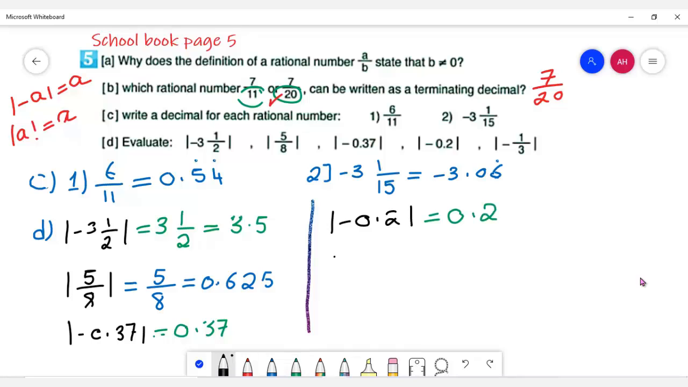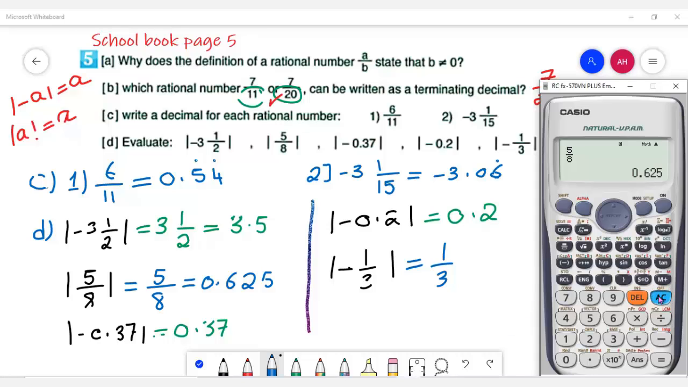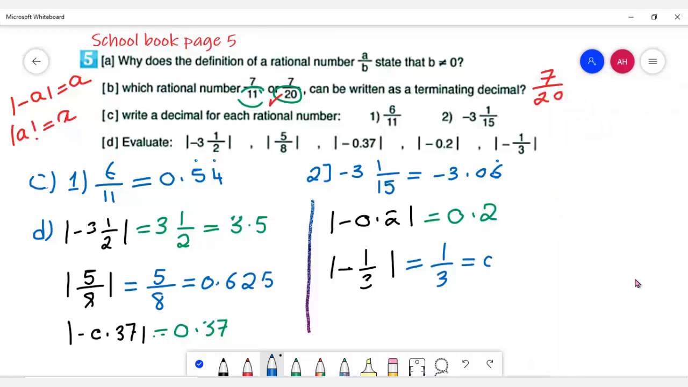The last one is the absolute value of -1/3, and we said that an absolute value of a negative number is the same number but positive, so I will have here the rational number 1/3. Here is a fraction, so I will go to my calculator and find the value of 1/3. Change it to decimal. It's 0.3 and the 3 is repeated. So simply it's equal to 0.3 and I will put here a dot above the 3 to say that the 3 is repeated.